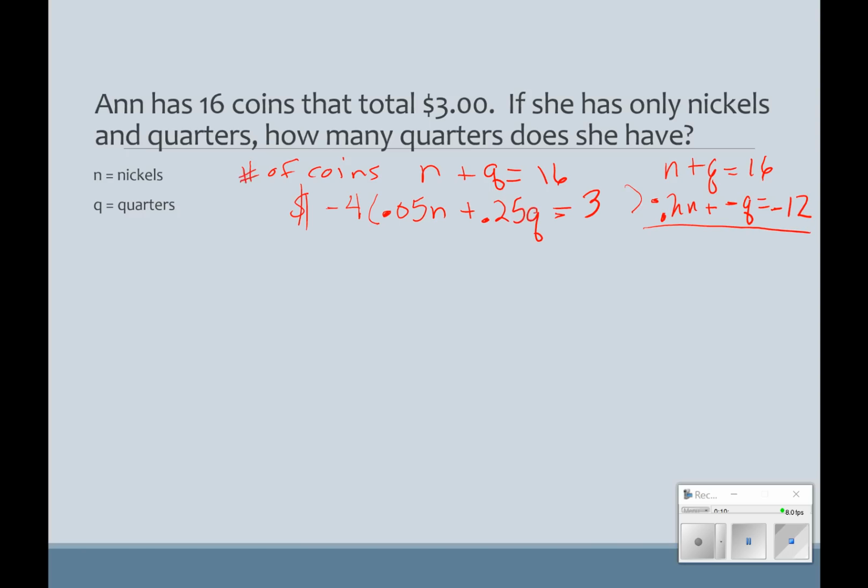All right. So now when I add my equations, the q's cancel out, and I get 0.8n equals 4. When I divide by 0.8, I'm going to get n equal to 5. All right, and then quarters are going to be, because we get a total of 16 coins, 16 minus 5, which is 11. So we have 11 quarters.